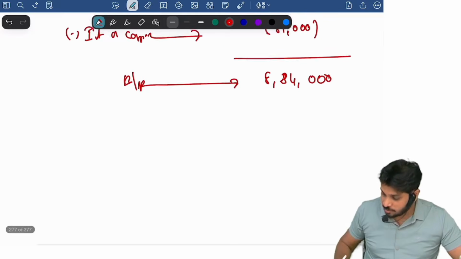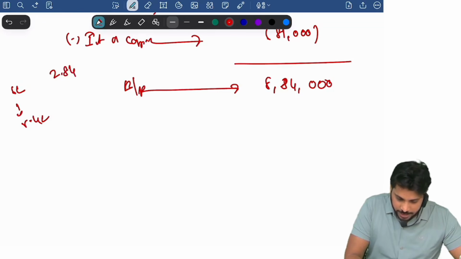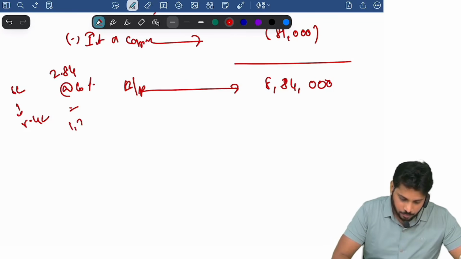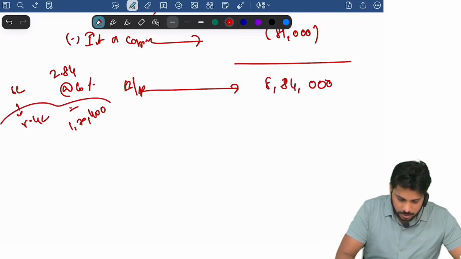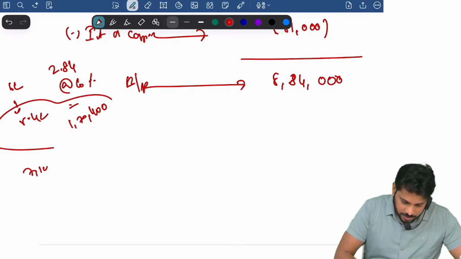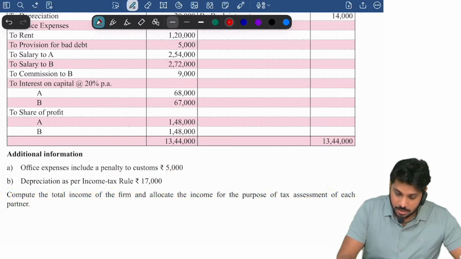Now how much remuneration is allowed? Up to 6 lakh book profit, 5.4 lakh is allowed. Balance 2.84 lakh of book profit at 60%. How much is it? 2,84,000 into 60%, 1,70,400. So total eligible remuneration is 7,10,400. Am I right? Yes or no?